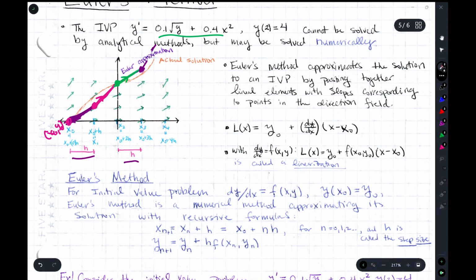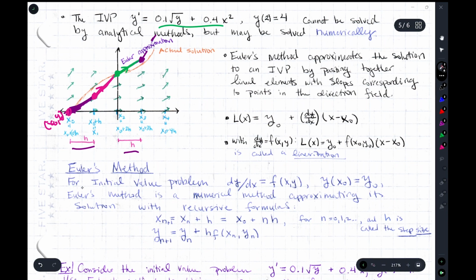So here is Euler's method in a nutshell. For the initial value problem that we see here, we have this recursive formula, where n is equal to 0, 1, 2, and h is called the step size. It's how far we move along the x-axis. The smaller the step size, the more accurate the results will be in general.